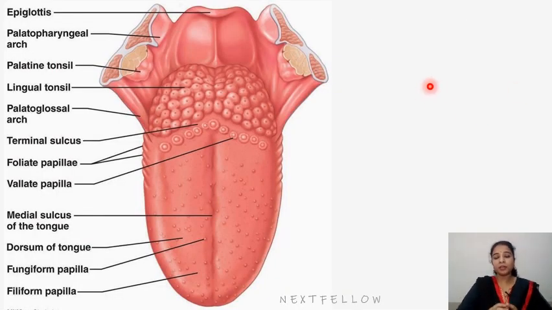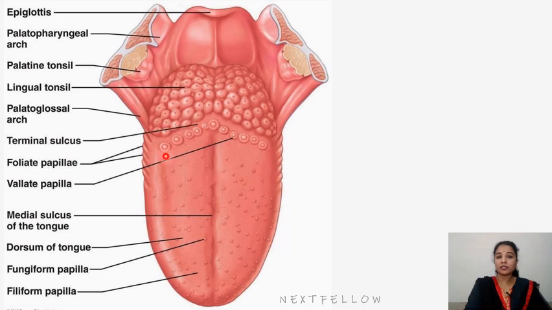So the tongue is basically divided into two parts, anterior 2/3 and posterior 1/3. It has a base which is connected to the epiglottis posteriorly. Here we can see the epiglottis, and posteriorly the tongue is connected to the epiglottis by means of glossoepiglottic folds, the fold between the epiglottis and tongue. The tongue is otherwise called glossa. There are two lateral glossoepiglottic folds, and the one in the midline is called the median glossoepiglottic fold.